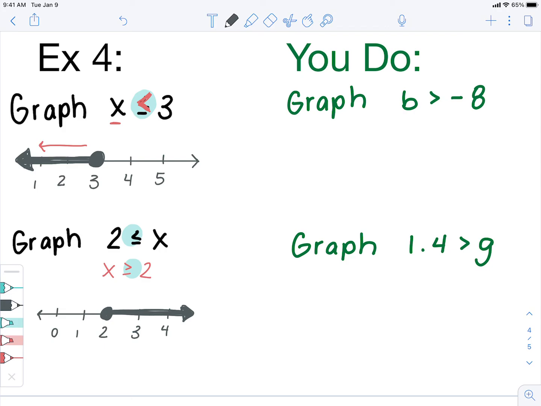You try the other two. Can you do the other two? B is greater than -8. And 1.4 is greater than G.